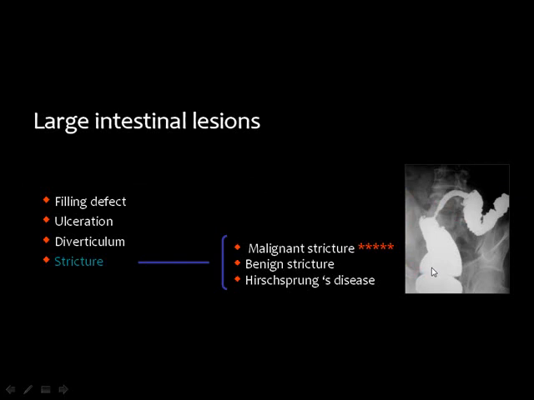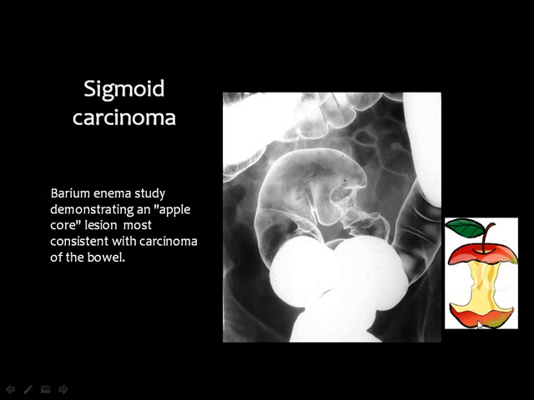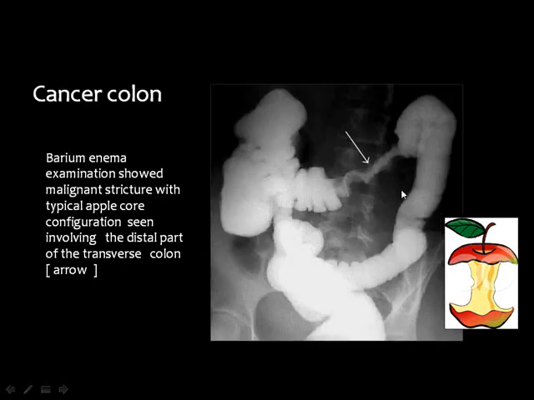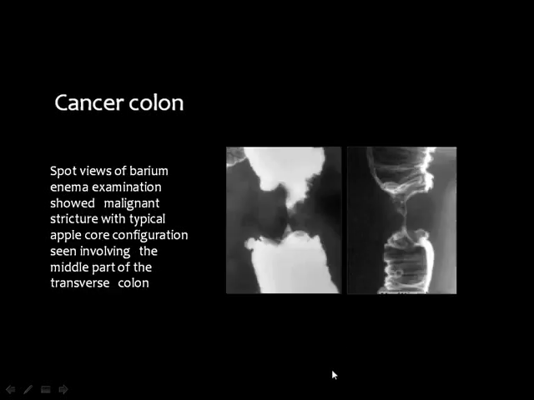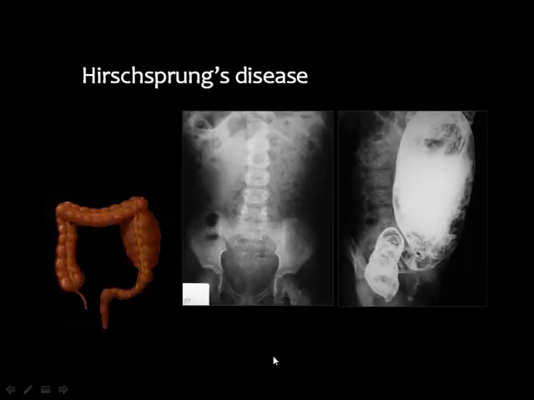Then you come to the strictures in the colon. We have the malignant strictures, which are very common compared to the benign strictures, and then we have the stricture due to Hirschsprung disease, which is the aganglionic segment in the colon. Whenever you see this apple core configuration with proximal and distal shouldering, you know that you are dealing with a malignant lesion. And this is another case of malignant lesion in the transverse colon showing the typical configuration. And also here you can see this malignant stricture with apple core configuration, proximal shouldering, and distal shouldering.